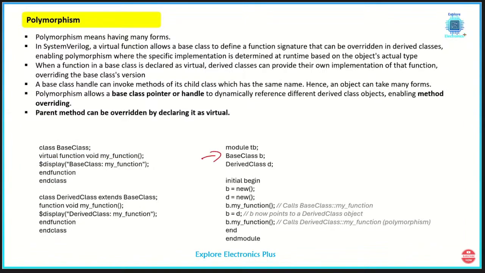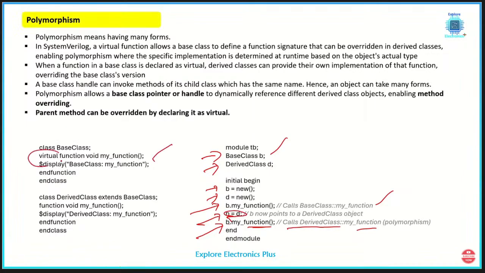We have a base class instance and a derived class instance, both in a module, and we are creating the object for both. Now we are trying to access my function from the B pointer. B is an object of the base class, so it will call the base class my function itself. Now we are assigning B equal to D. Now the derived class gets assigned to the base class handle. Now if we call B dot my function, it will call the derived class function.